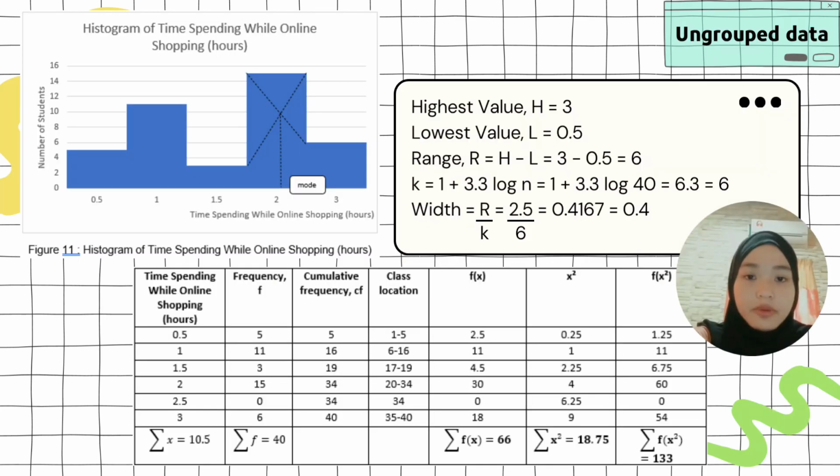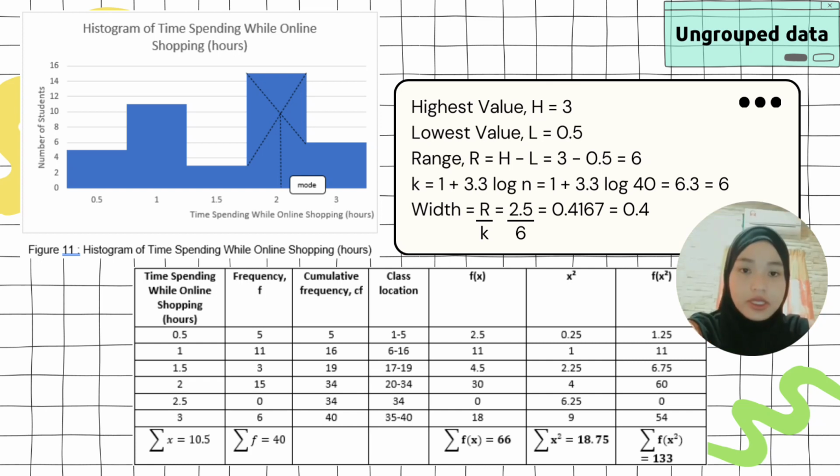Okay, for now, I will be explaining the ungrouped data, which is the result and the interpretation. So, we already constructed the histogram of time spending while online shopping. We found that the highest value is equal to 3, the lowest value is 0.5, the range is equal to 6, while the K value is equal to 6. So, the width is equal to 0.4.